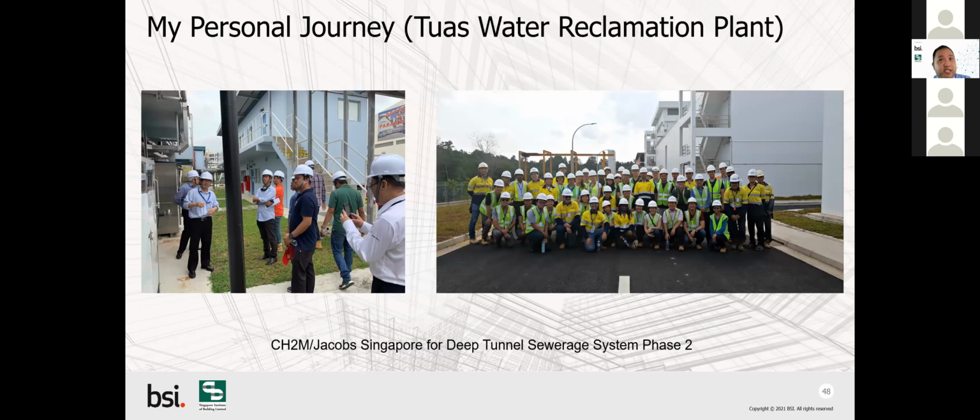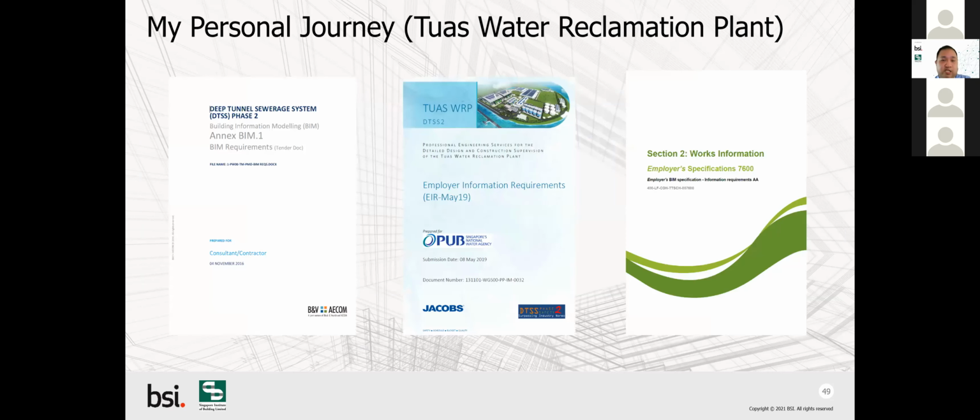Another project that I worked on is the Tuas Water Reclamation Plant as part of the DTSS Phase 2 for CH2M and Jacobs Singapore. The client had building information modeling requirements in the tender documentation, and as the lead consultant for the project, we responded with an employer information requirement. This is a water reclamation plant, and the one that you see on the right comes from another project in the UK called Thames Tideway. Jacobs UK is the BIM consultant for that project, so we referenced it.